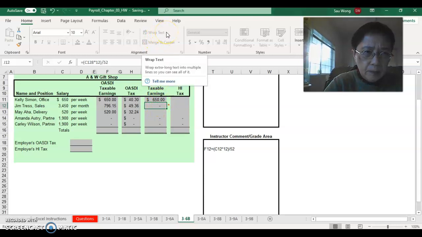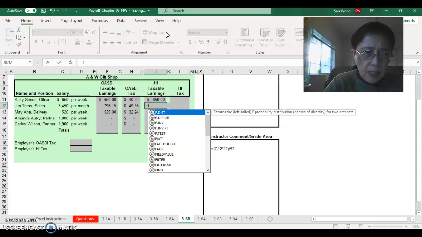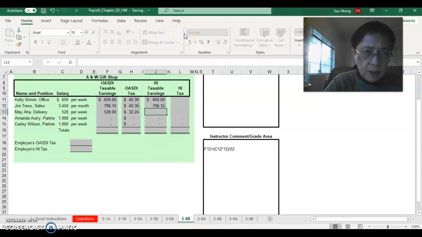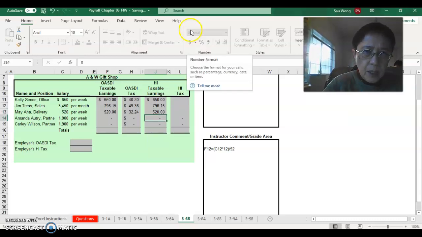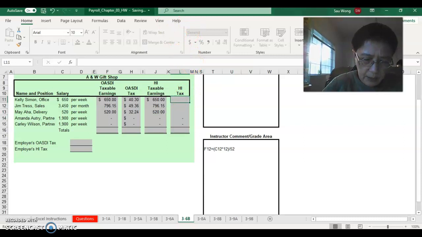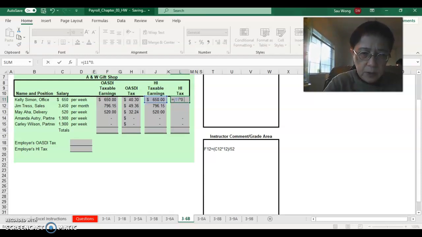Let's just copy this one here, F12, copy from the OASDI taxable earning. This is per week, so it will be equal to C13. And our HI taxes, Medicare taxes, equal to J11 times 1.45%, and then we drag it down to copy.